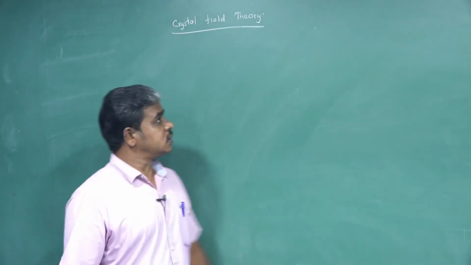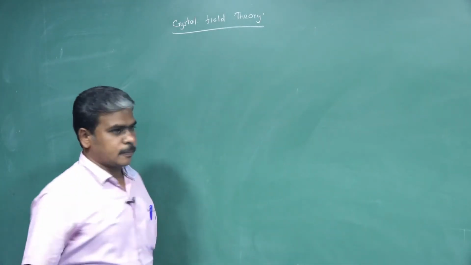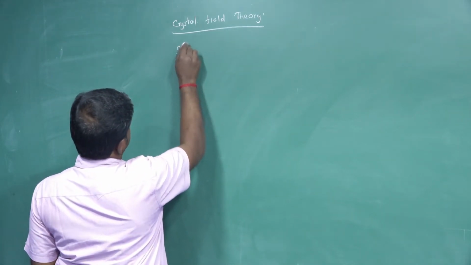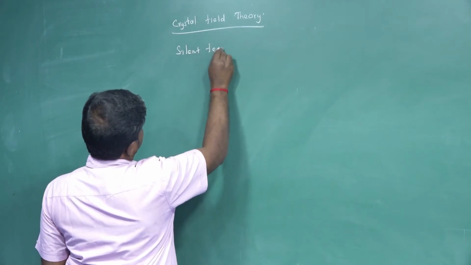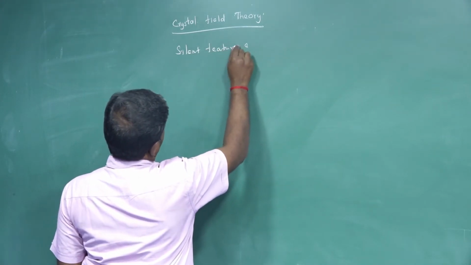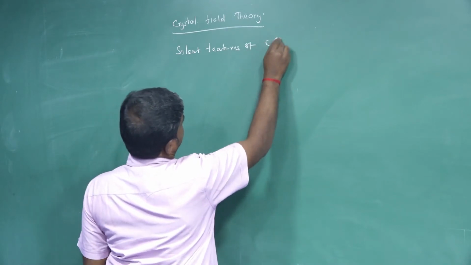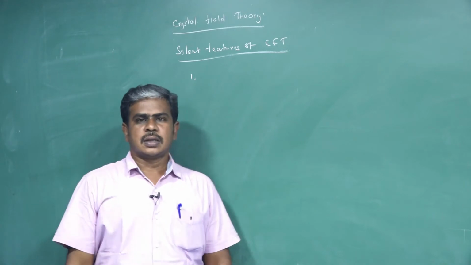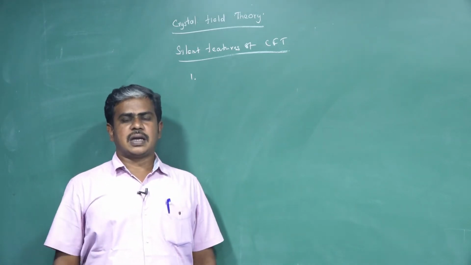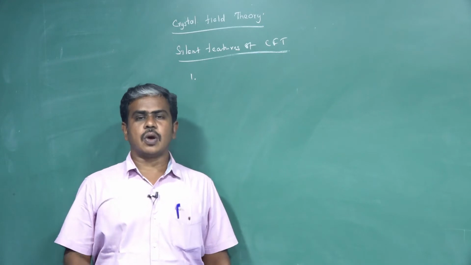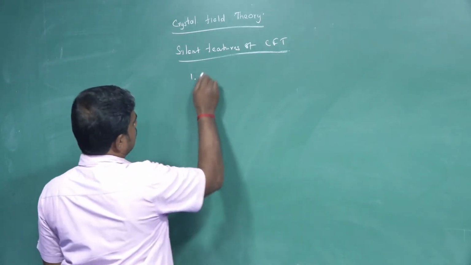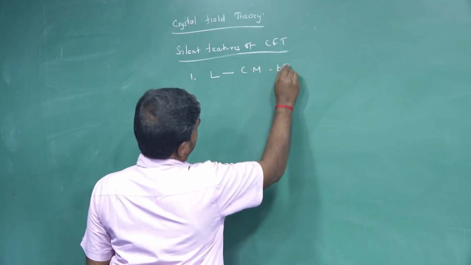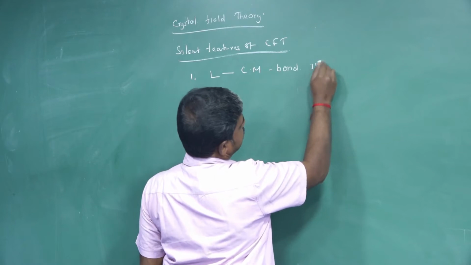Let us discuss crystal field theory, and here the salient features of CFT, crystal field theory. According to this theory, the ligand and central metal atom bond is considered purely ionic.